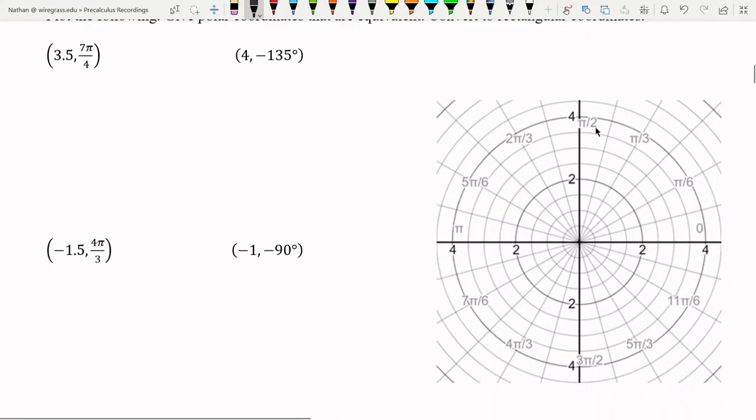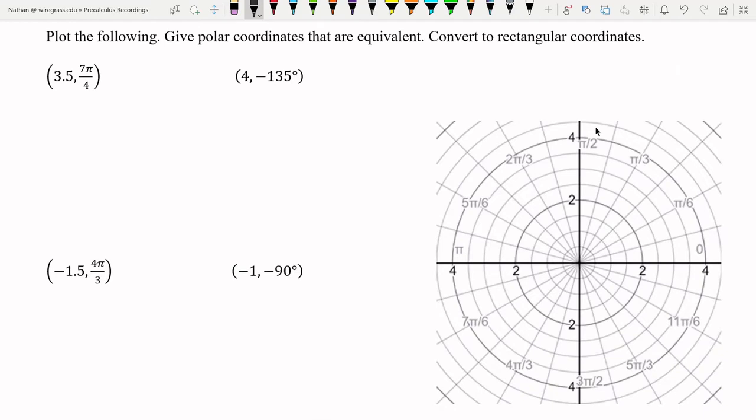So first off, we're going to plot these points. We're going to give them equivalent polar coordinates, because you can actually have the same point but different representations in polar. In rectangular, it's not the case, unless you're talking about something like fractions versus decimals, but that's not really what we're talking about. But there is some ambiguity in polar. So let's look at that here.